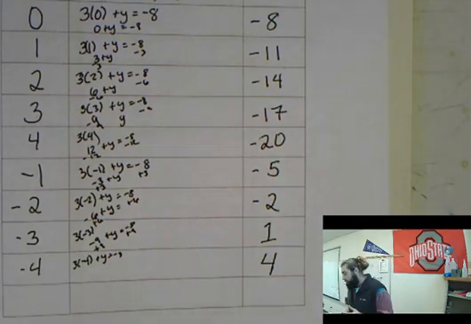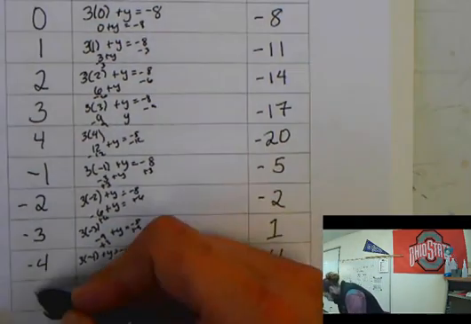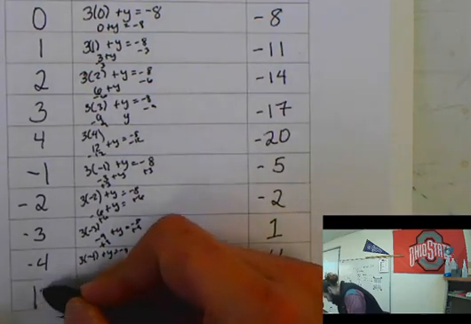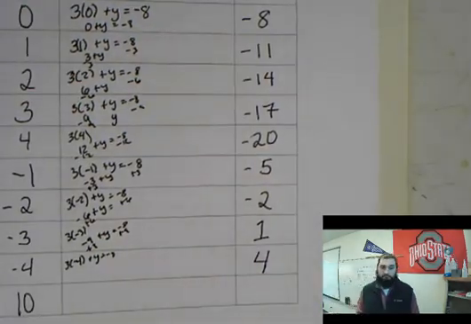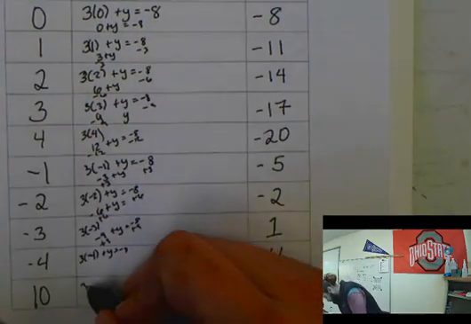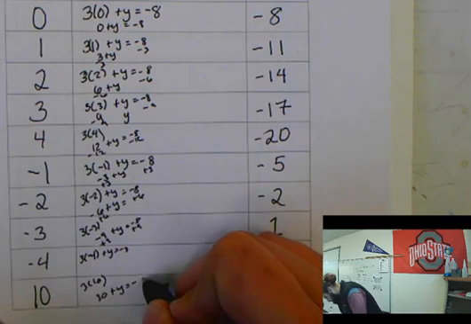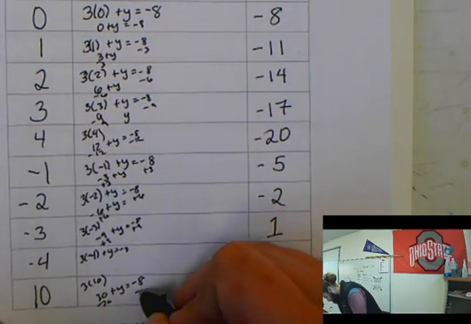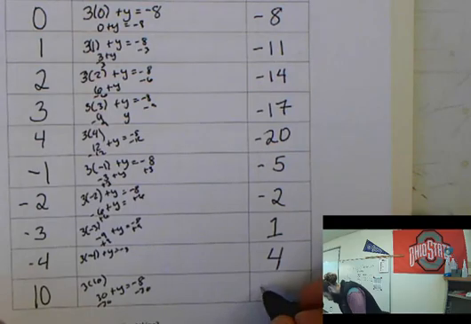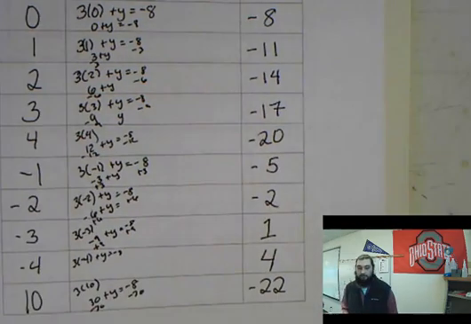So, let's pick one that's kind of off the wall. Let's just go with 10. 3 times 10 is 30, so 30 plus y is equal to negative 8. Subtract 30 from both sides. And so 10 is going to give us a value of negative 22 for y.